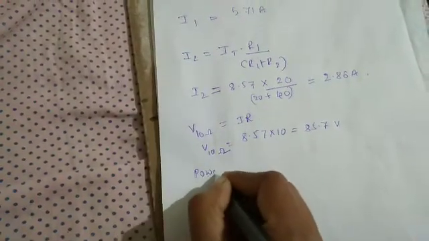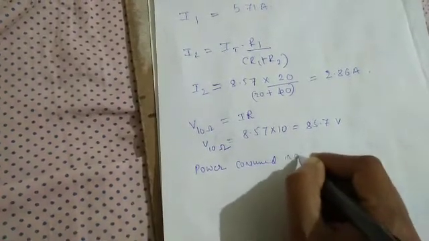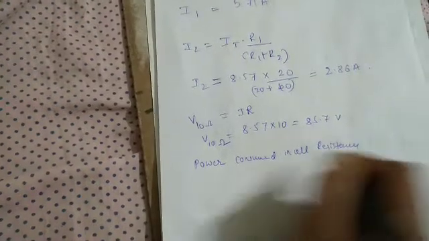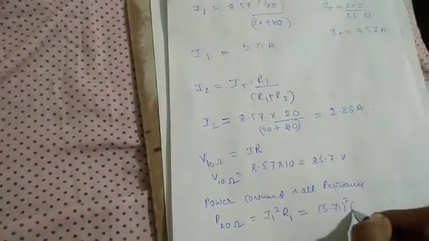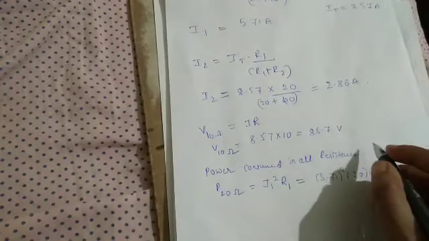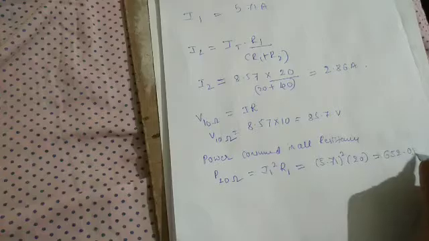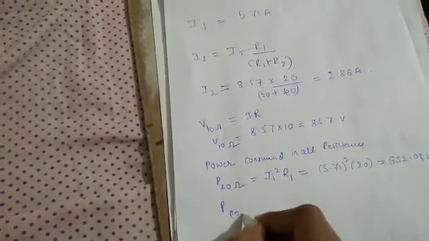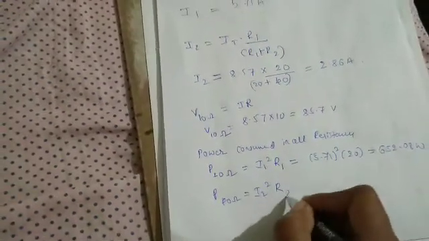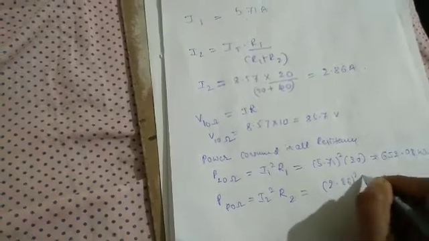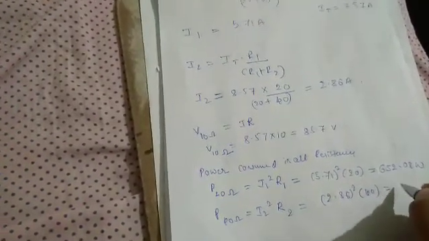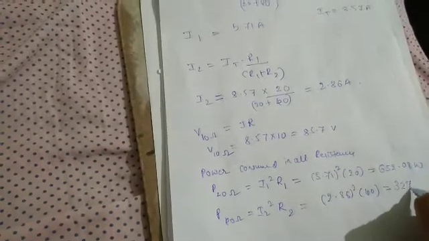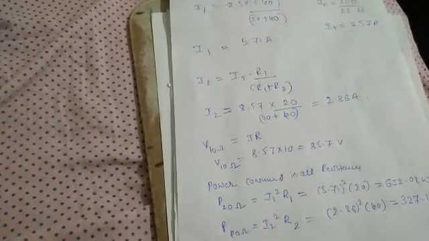Next, the power consumed in all resistances. Power consumed in the first 20 ohm is I1 square into R1. I1 is 5.7, so put the value as 5.7 square, R1 is 20, and calculating you get 652.0 watts. Then the power consumed in the 40 ohm is I2 square into R2. I2 calculated using the branch current is 2.86 square, R2 is 40. Calculating with the calculator, you get 327.18 watts.